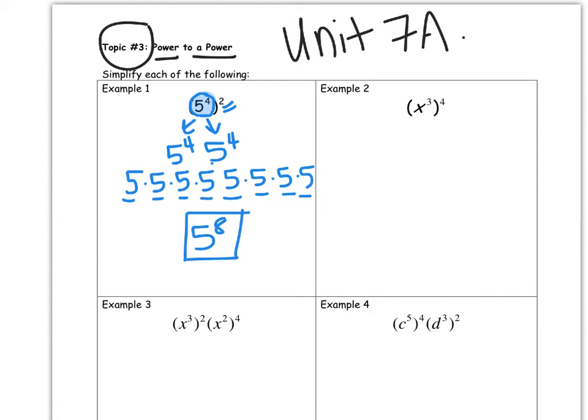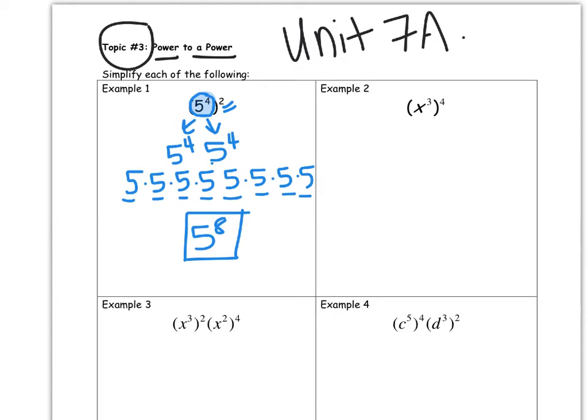Now some of you guys might have noticed that you might be able to do this in your head. 5 to the 4th is 1, 2, 3, 4, 5s. You can keep track of that in your head. And then add this other 5 to the 4th, 1, 2, 3, 4, and jump to 8. And we're going to do that with the next one. Alright, with the next example.